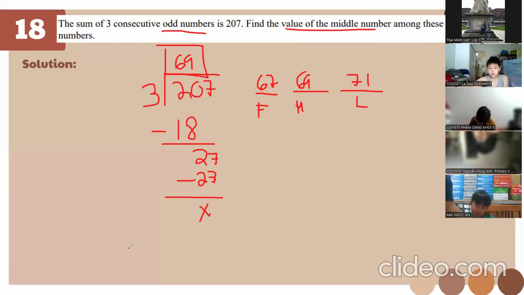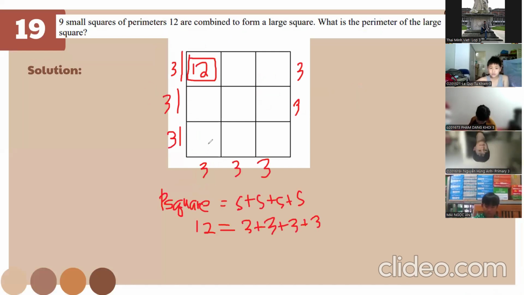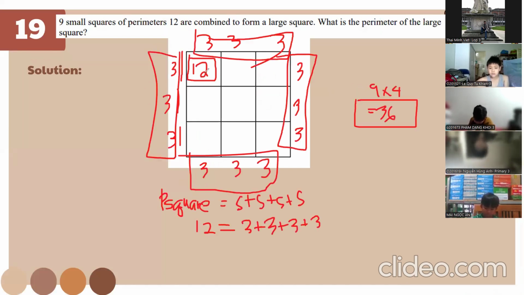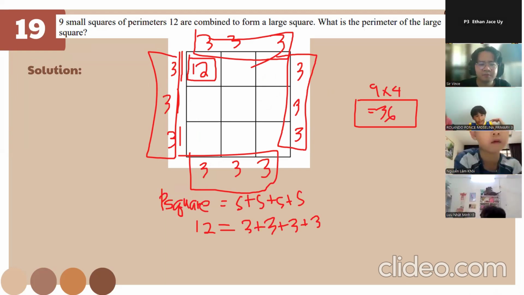Then this one, it's 36. I explained why we had the 36, okay? Because one small square's perimeter is 12, divided by 4, we'll have 3. So 3 on the sides, 3, 3, 3. 9. 9 times 4 for the 4 sides. We'll have 36.